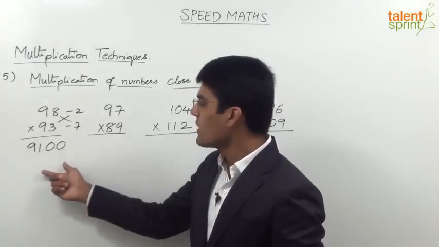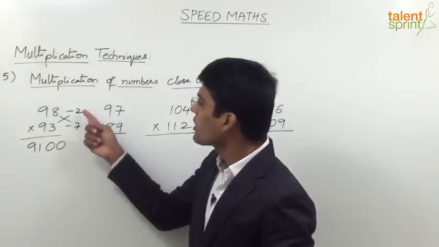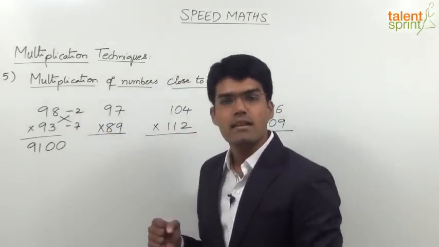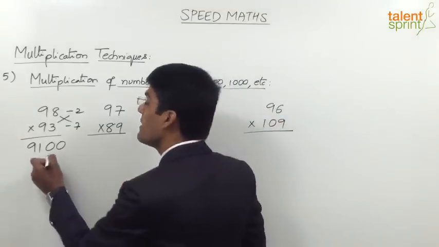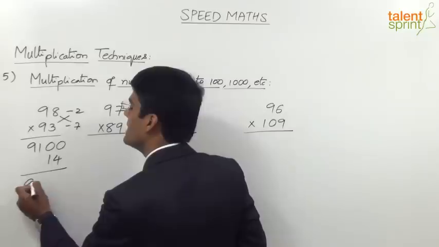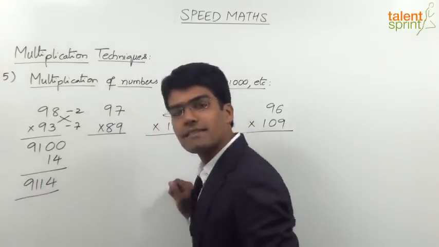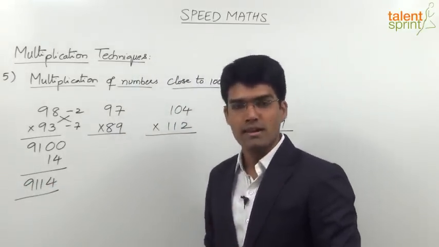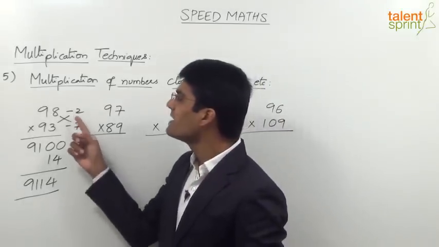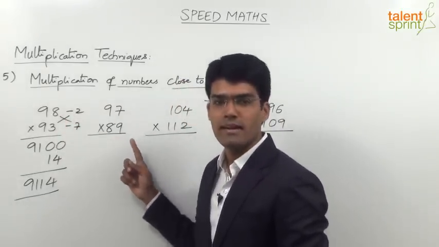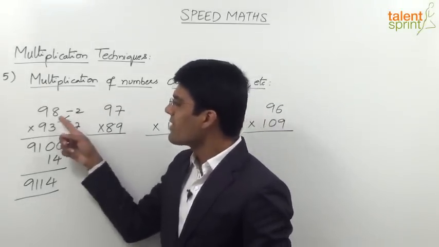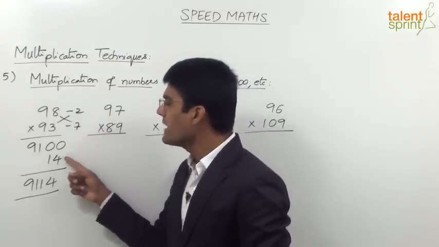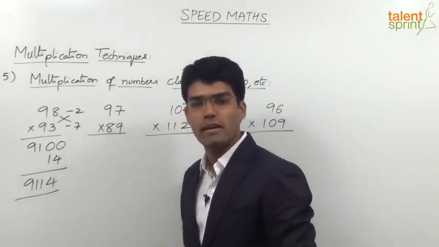And to this 9100 we need to add the product of these two numbers. Now minus 2 into minus 7 is plus 14. So we can say 14 should be added to this. So 9114 will be the answer. So this is how we can multiply numbers which are close to 100. What we need to do here is first take the distance of the given numbers from 100, then take the cross differences of the numbers with the distance, and then multiply these two numbers and add it to the previous result to get the final answer.